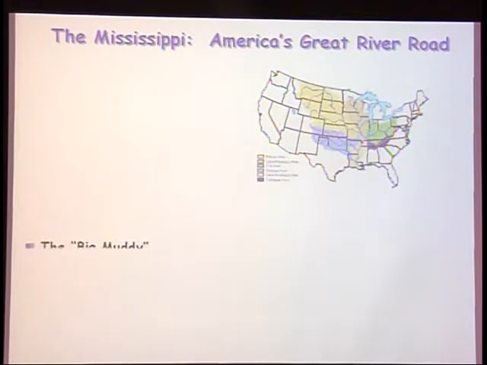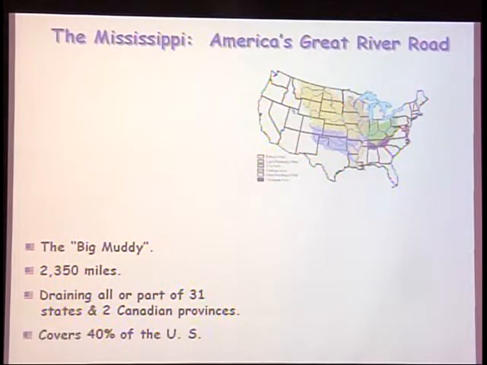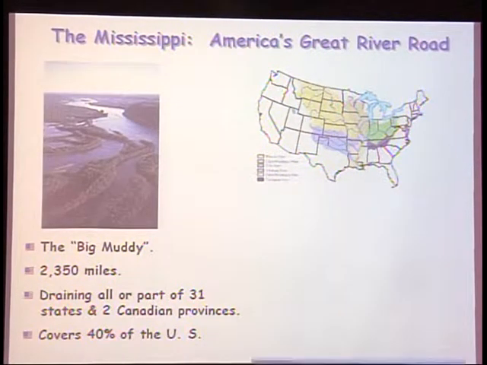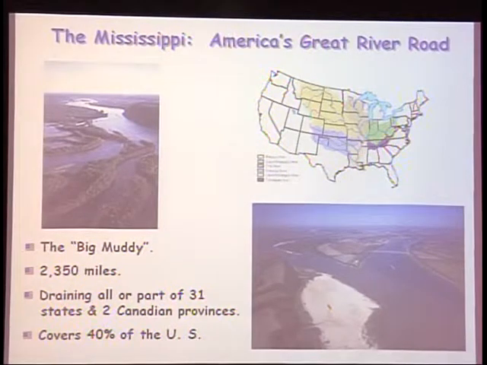The greatest river is the Mississippi River, which kind of splits our country in half here, also known as the Big Muddy. It is 2,350 miles long, drains all or part of 31 states and 2 Canadian provinces, and covers 40% of the United States as far as areas that it touches for drainage.